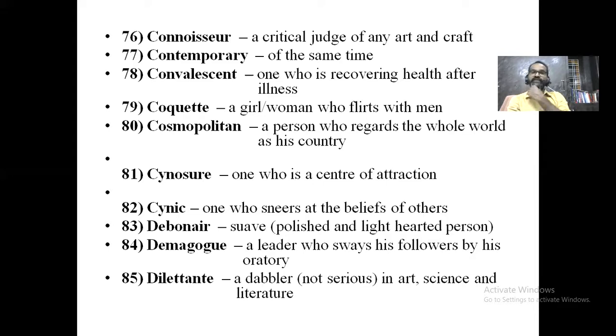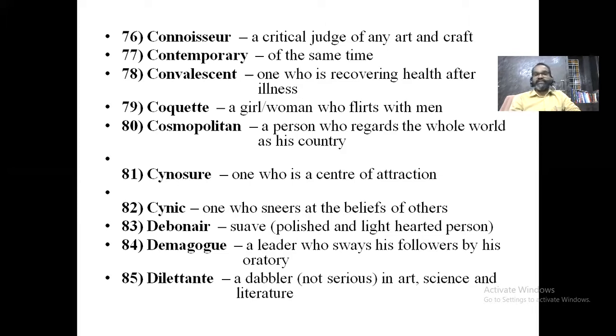And contemporary, the person who lives along with us at the same time, is called a contemporary. And convalescent, one who is recovering health after illness. And coquette. A coquette is a girl or woman who flirts with men. So, as you understand, that is what a coquette is called.